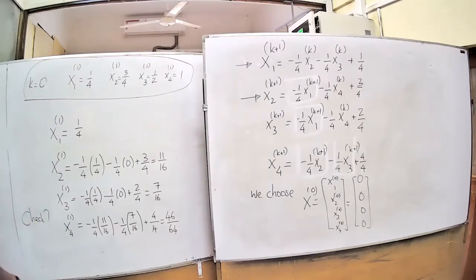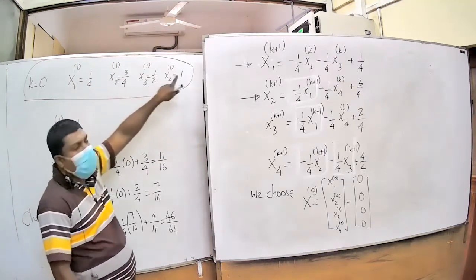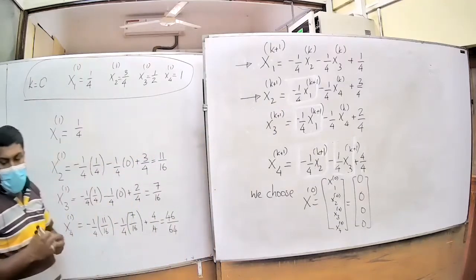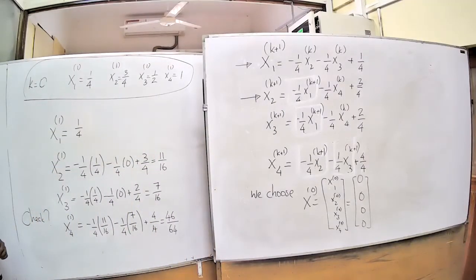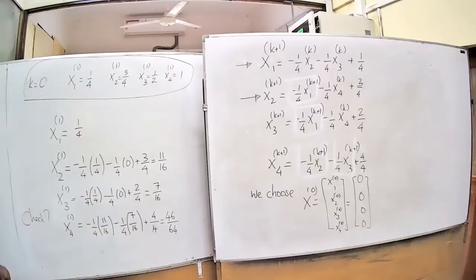So in the previous method, these are the values you get: 1/4, 3/4, 1/2, 1. But because of this change, because of the way we decided to update the values as soon as we calculated them, we get different answers. The first one is the same, but the others are different: 11 over 16, 7 over 16, 46 over 64. So that is different.